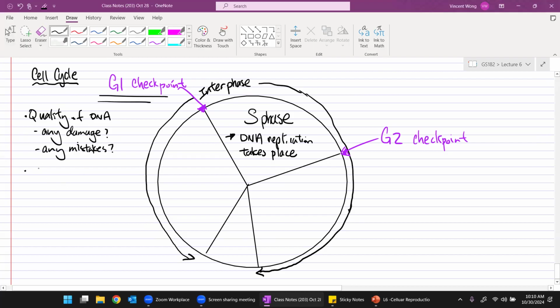We also need to check the length of telomeres. Are they long enough? If they're critically short, the cell should not be allowed to go through another round of DNA replication because you're going to cut them even shorter, right? So you must check to see if the lengths are okay before you give them the go-ahead.